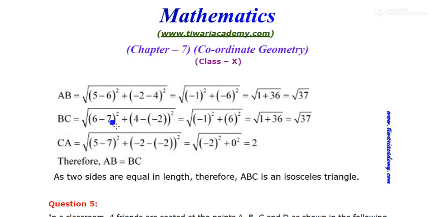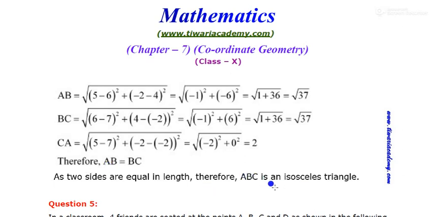Now in the same manner, the distance between B and C is √37. So see, AB and BC, both the sides are equal, that is √37. So we can say that yes, the given points are the points of an isosceles triangle. So ABC is an isosceles triangle.